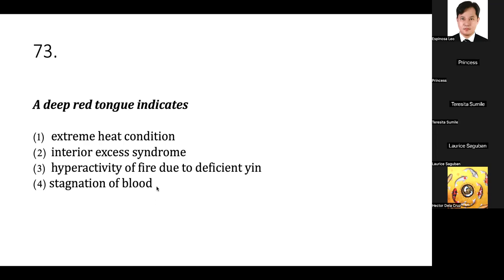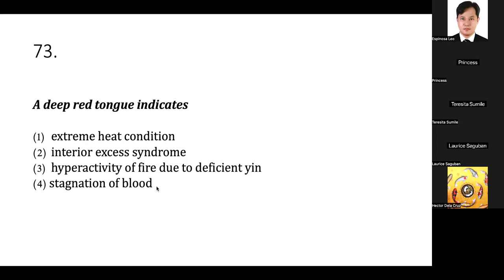Actually, when you have interior excess, hindi pa siya deep red. Red lang siya. Hindi naman ganun katindi. Interior excess lang, pumasok lang siya sa interior. Kasi pag sinabi mong deep red, matindi na yung red. So anong sagot dito, Ma'am Jeliza?